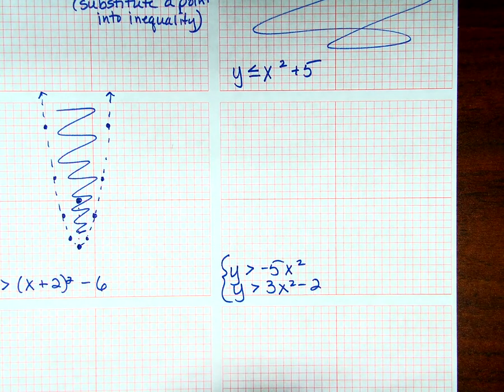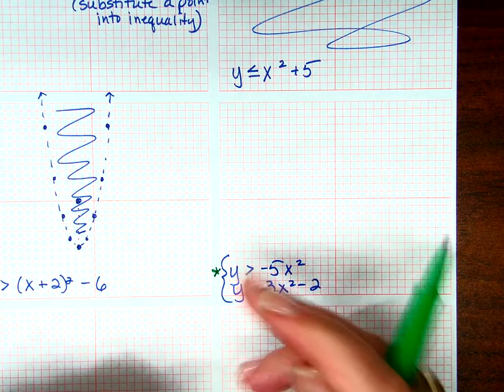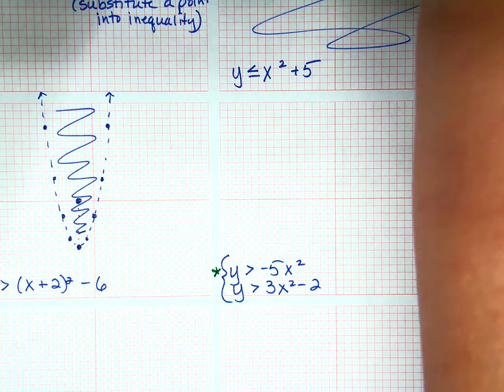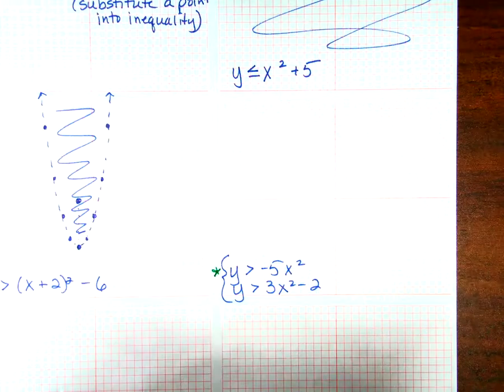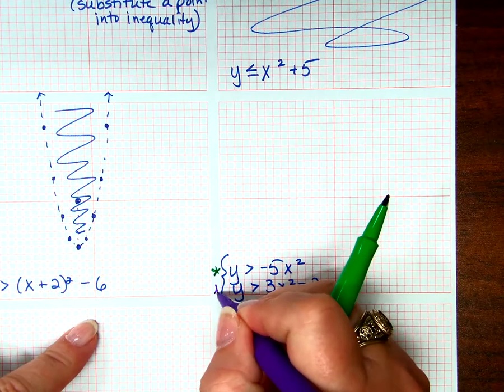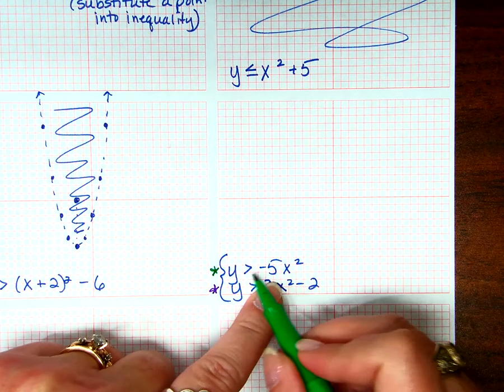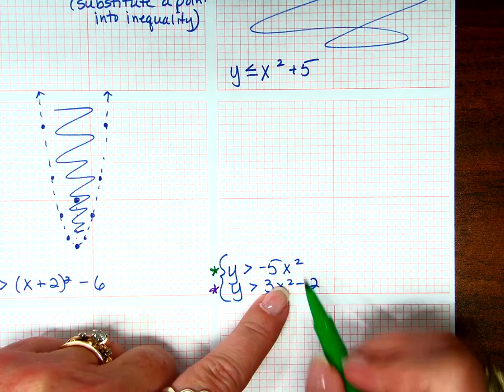So I'm going to graph this first one in green, if that's right with you. I'm going to graph the second one in purple. I almost chose red, but I don't want anybody to think I'm celebrating Christmas too early. So, okay, how do we graph this first quadratic inequality?